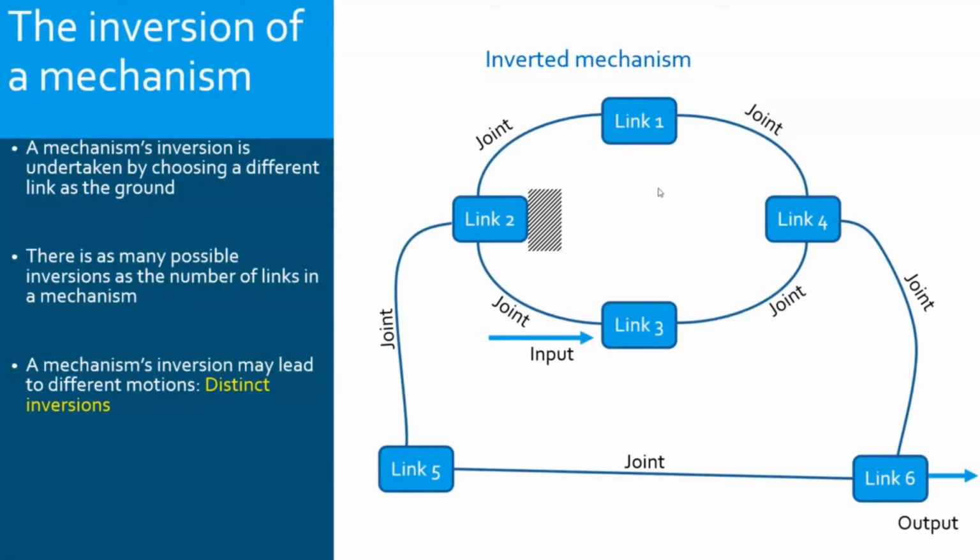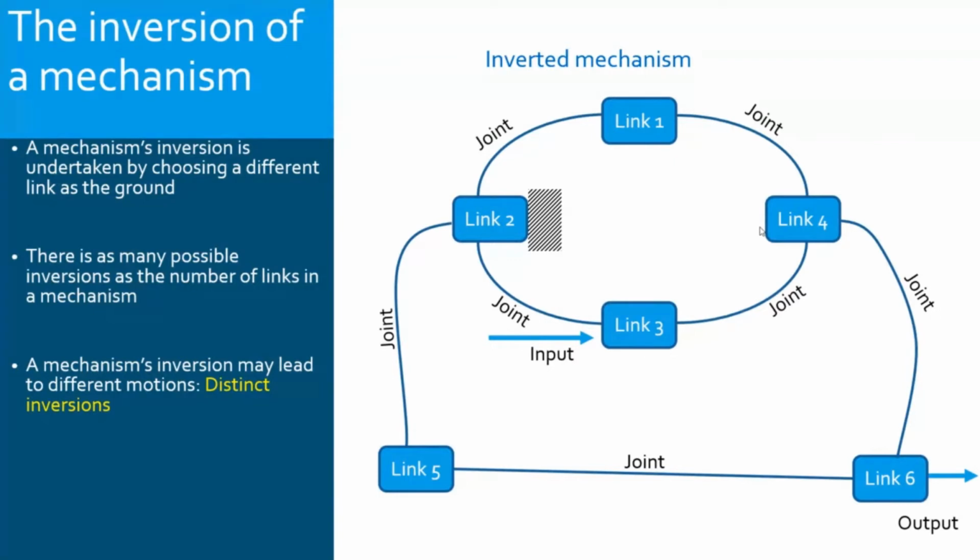Sometimes when you invert the mechanism, there is no substantial difference in the motion of the mechanism. So changing the ground, let's say, like here. If I consider link 2 as the ground or link 4 as the ground, it's symmetric. So it will give me exactly the new configuration and the same type of motion. So both of them will lead to similar inversions. Similar inversions give similar motions.